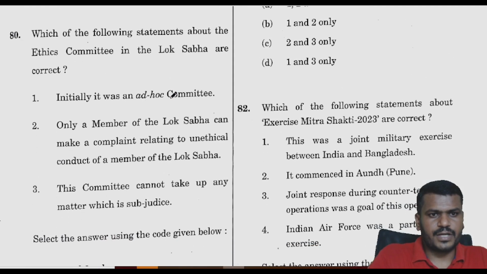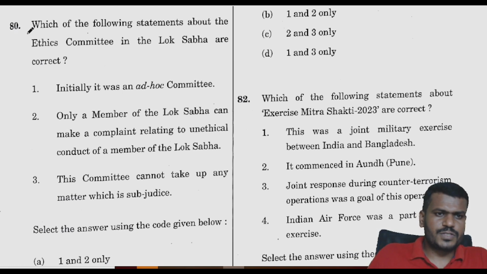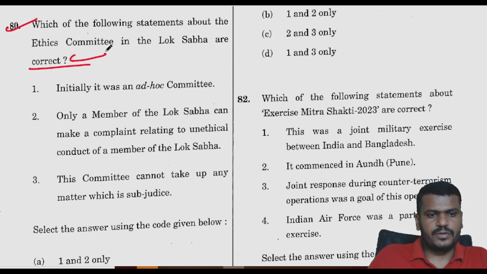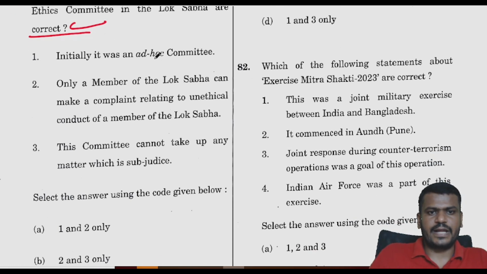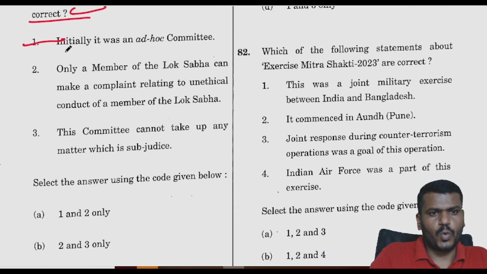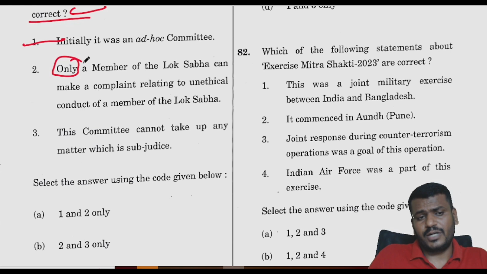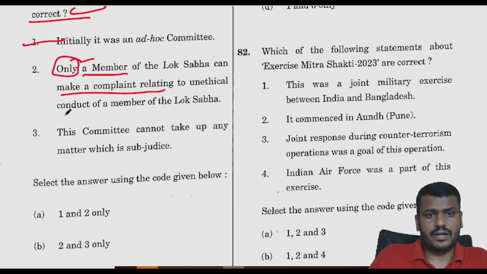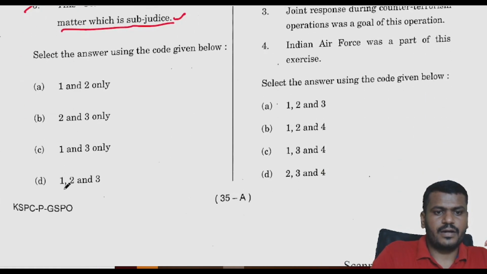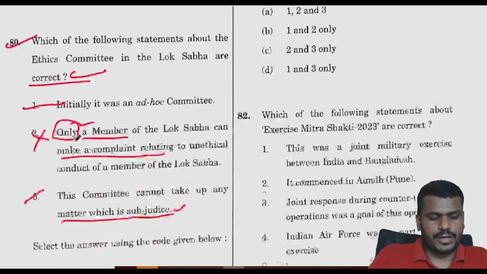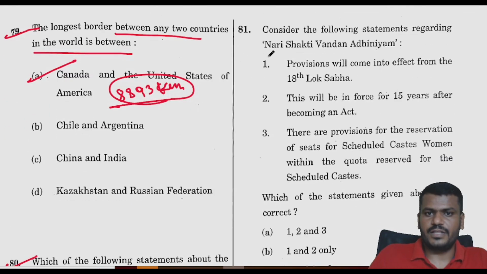Next, which of the following statements about the Ethics Committee in Lok Sabha are correct? See, this was in news because of Mahua Moitra, and she got suspended. At that time she was present in front of the Ethics Committee to present her argument. So the first statement, initially it was an ad hoc committee, yes, that is correct. And next, whenever the word 'only' comes, an extreme statement, you should always remember there might be some mistake. Only a member of the Lok Sabha can make a complaint relating to unethical conduct. No, even Rajya Sabha members can write. Next, this committee cannot take up any matters which are sub judice. Yes, that is also correct. 1 and 3 are definitely correct, guys, and the second statement is not correct. Okay, 80 questions done. 81st question, related to the Nari Shakti Vandan Adhiniyam.